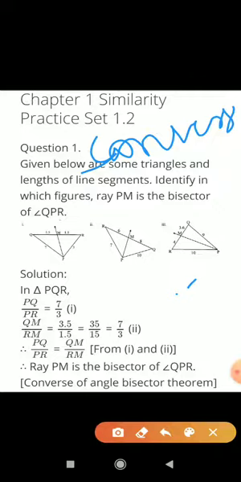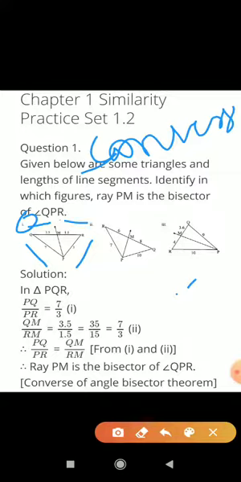So here in the first diagram, or first question, see the ratio: PQ upon PR. This side PQ upon PR should be equal to, if we take PQ first, then this side first, QM upon MR.